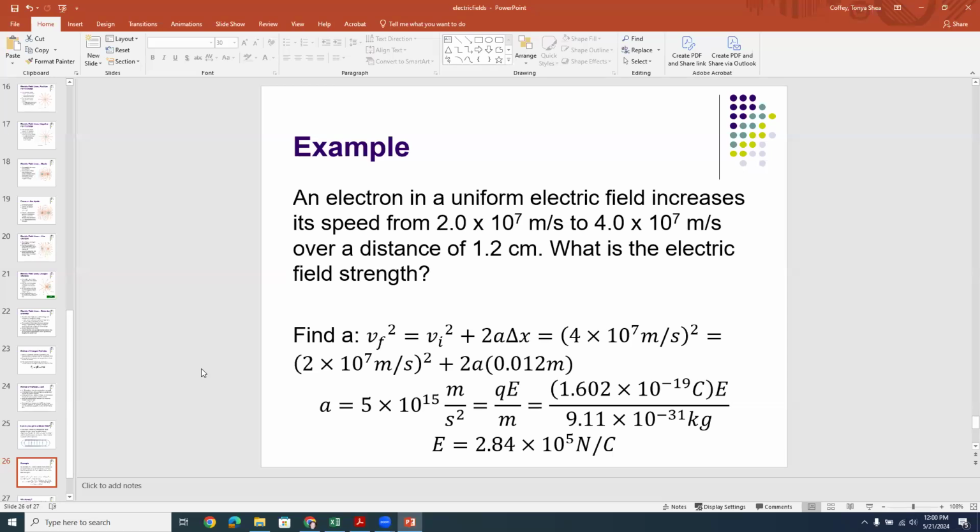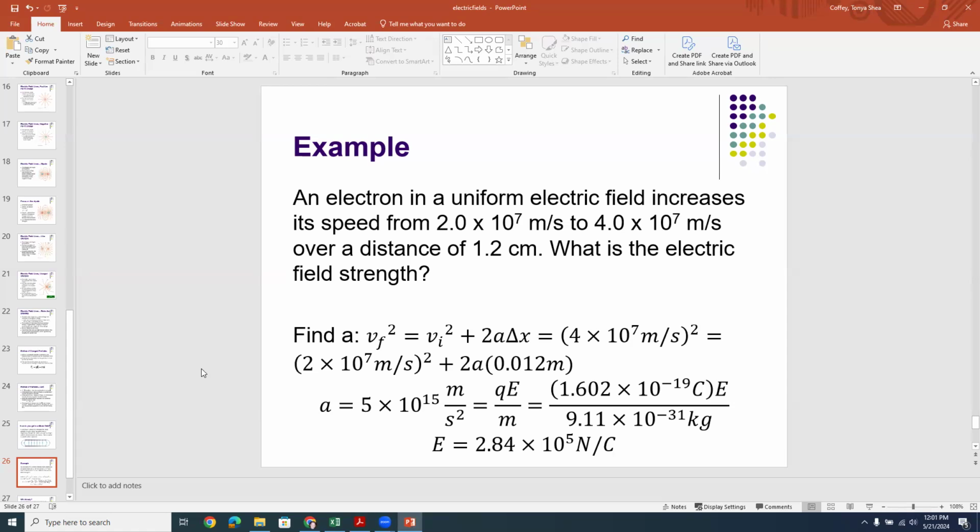So vf squared equals vi squared plus 2a delta x. Plugging in, 4 times 10 to the 7th meters per second, squared, is equal to 2 times 10 to the 7th meters per second, squared, plus 2a times 1.2 centimeters. You've got to put that in SI units, so 0.012 meters, okay? Remember, you've got to switch centimeters to meters. So that's our equation, okay?